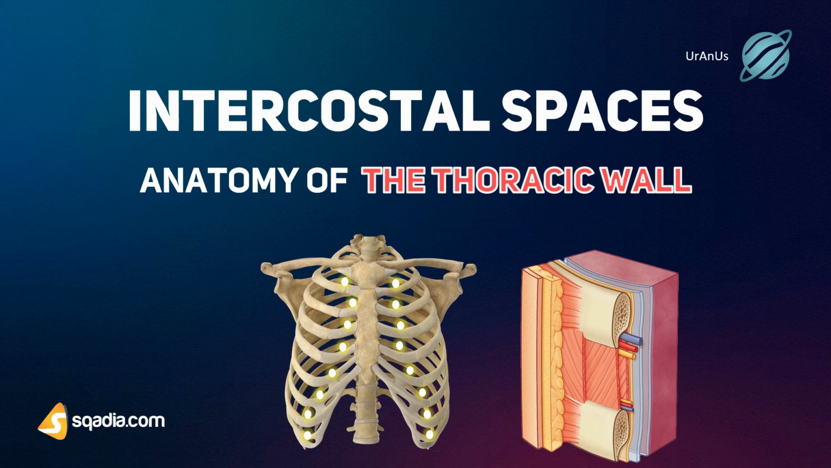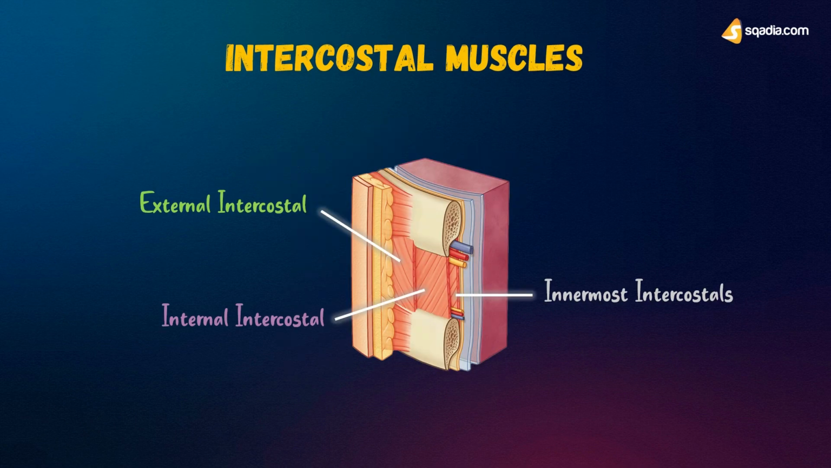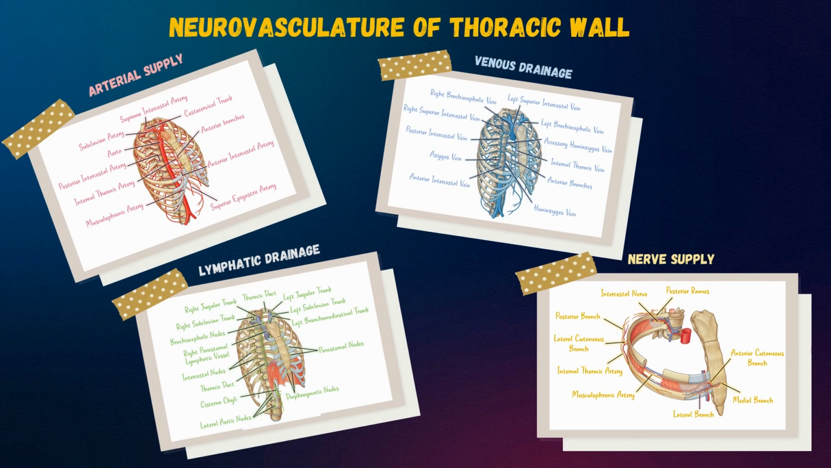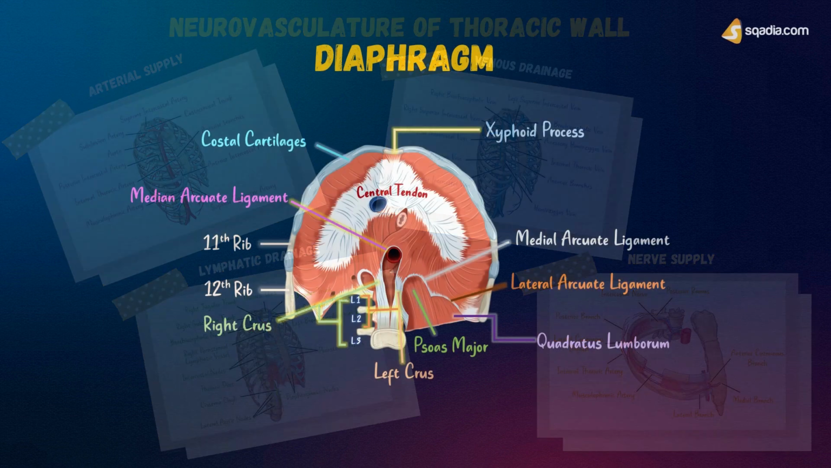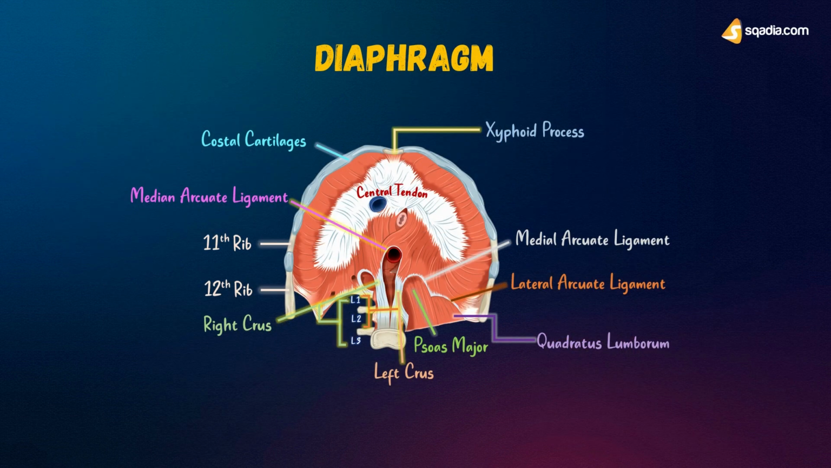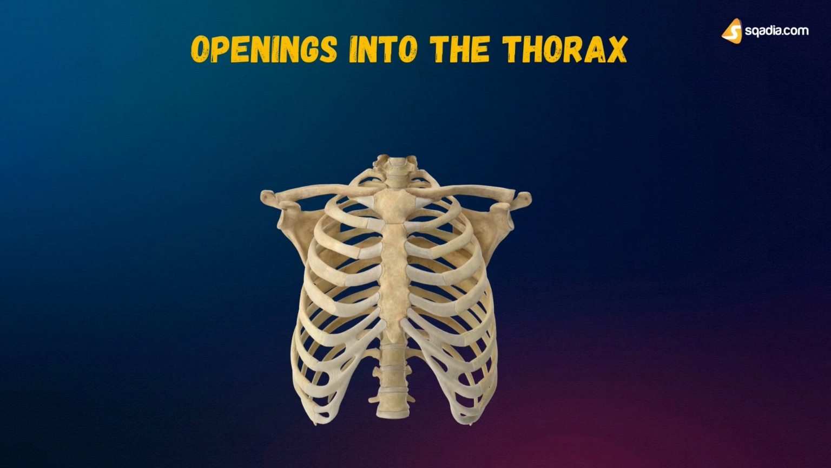Welcome back to another section of Anatomy of Thoracic Wall, where our sole focus will be the intercostal spaces, muscles present there, neurovasculature of thoracic wall, and the diaphragm. So, talking once again about the openings of the thoracic cage.